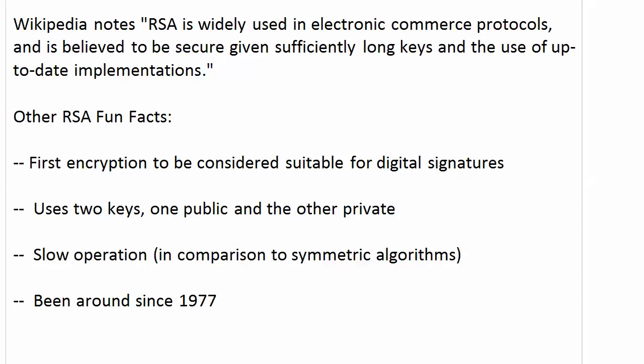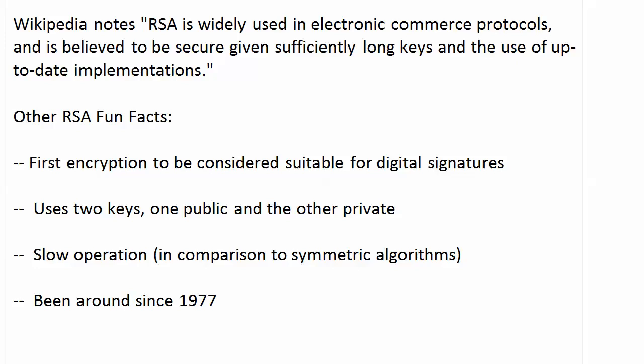Now, a couple of RSA fun facts here. It's the first encryption to be considered suitable for digital signatures. And we're going to learn all about digital signatures in the very next video. You probably have an idea of what those are to begin with, but we're really going to get into the detail on them. Another thing we have to get used to, that we'll see in the next video as well, is that with RSA, there's a key pair. We've got a public key and a private key.